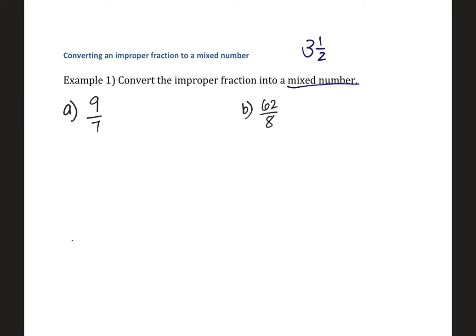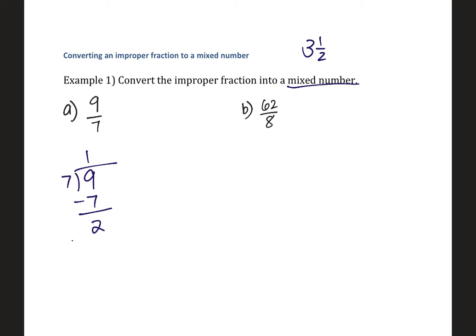Okay, so when converting from an improper fraction to a mixed number, there are certain steps to follow. The first one would be to divide the numerator by the denominator. So in this first one, letter A, I'm going to do 9 divided by 7. Of course, only one 7 can go into 9. We have a 1 there. I'll multiply by 7. Subtracting, I'll end up with a remainder of 2.